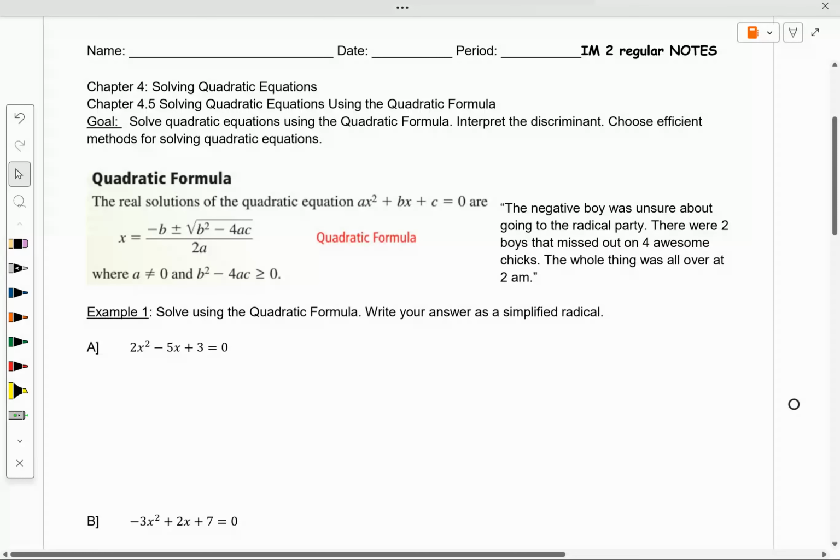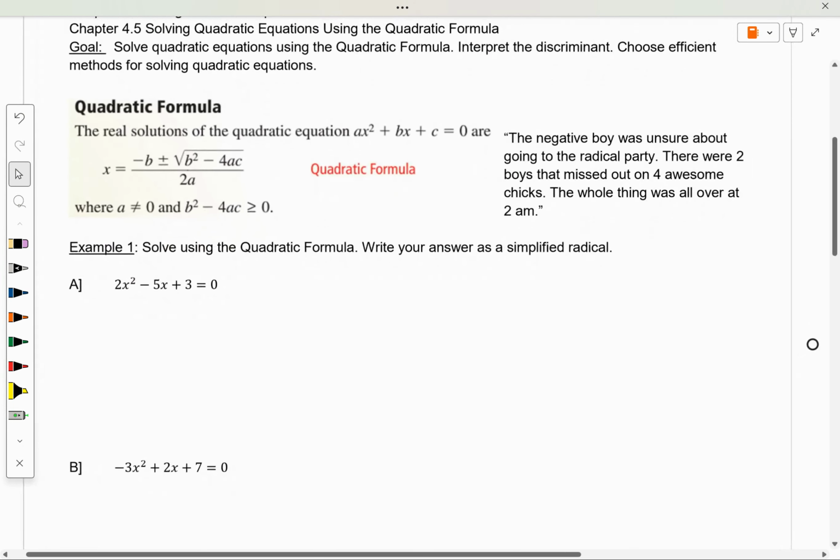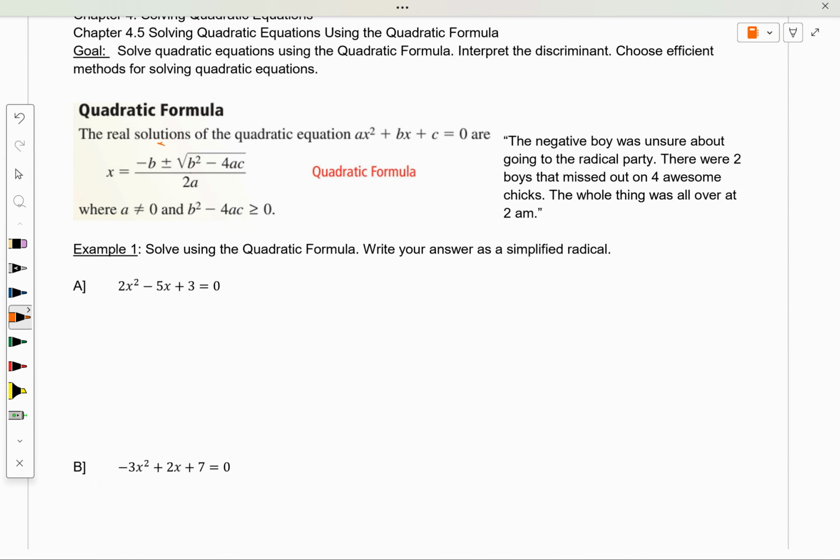Using the quadratic formula, you can definitely use the song. I'll post a link about the quadratic formula. It's just a good way to remember it. But it's this whole formula here. So x equals negative b plus or minus the square root of b squared minus 4ac all over 2a.